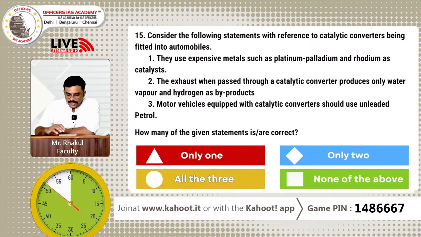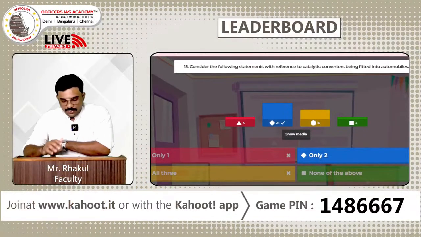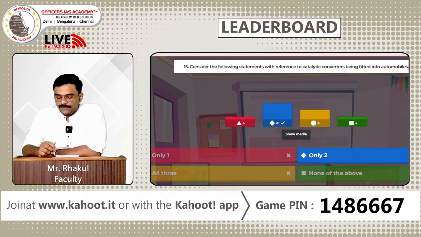You have 20 more seconds to give the correct answer. The question is about the catalytic converter, which we see in BS6 automobiles in recent times. Catalytic converter. What does it mean? 5 more seconds to give the correct answer. 3, 2, 1, 0. The time's up. Here the correct answer is option B, only two. Two statements are correct here.